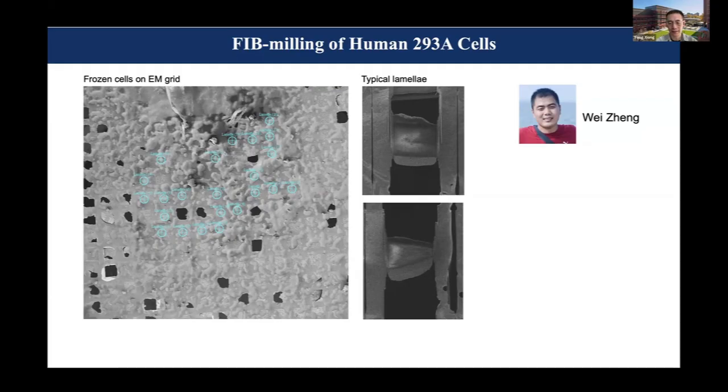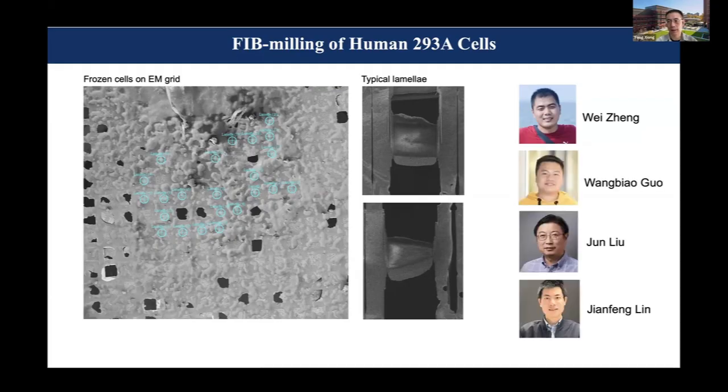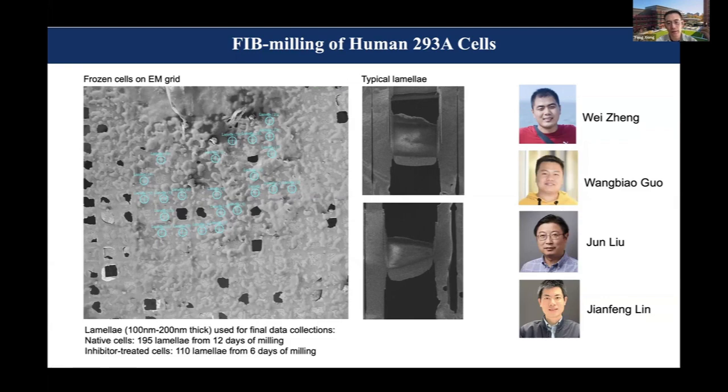So FIB milling is a bottleneck to this work. We received a lot of help and assistance from our colleagues. Jian Feng is our facility manager at Yale, and our colleague Jun Liu also helped us a lot to get this going. For today's work, I'll talk about two types of experiments. For native cells, we milled about 200 lamellae in about 12 days, and for inhibitor-treated cells, about 100 lamellae from 6 days of milling.